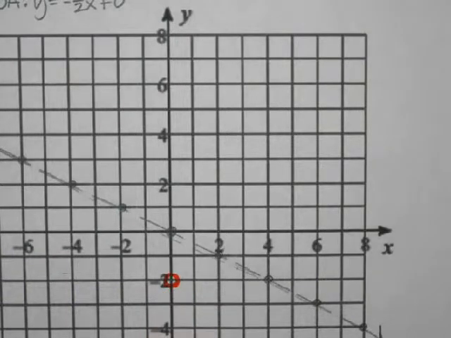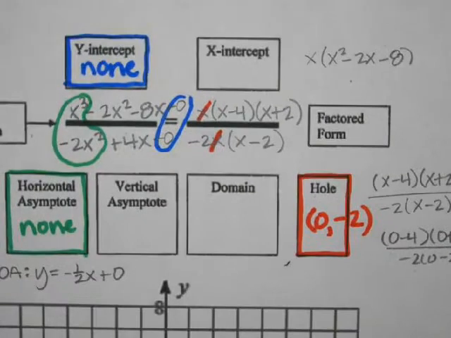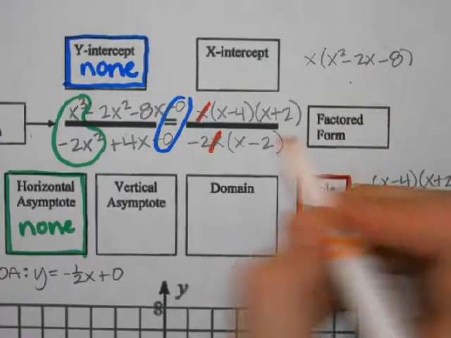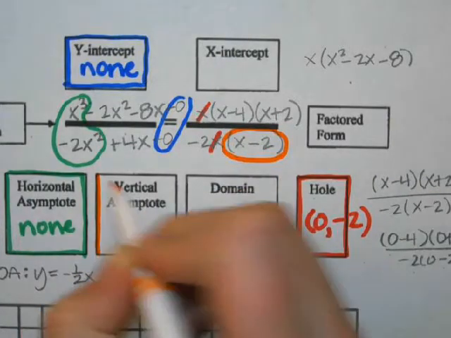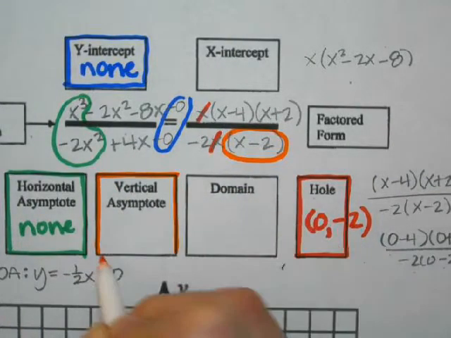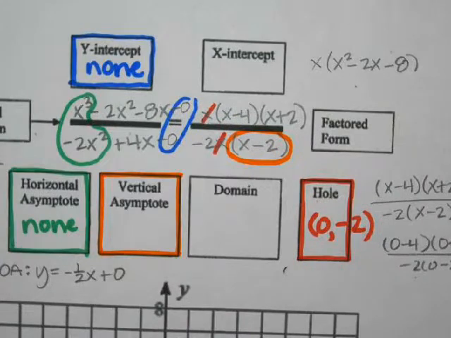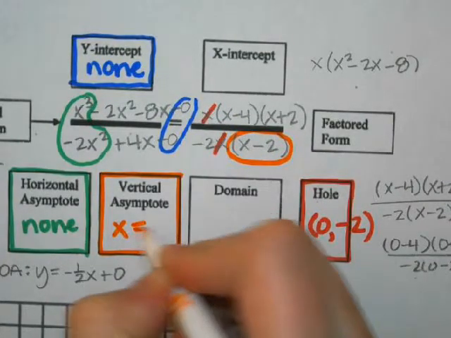All right. So the hole's done. What else can we find? We can find the vertical asymptote. So here there's 1 because we have 1 factor left over. So what is the vertical asymptote? 2. X equals 2.